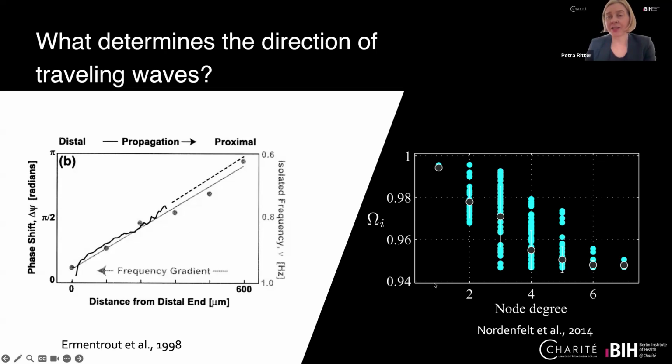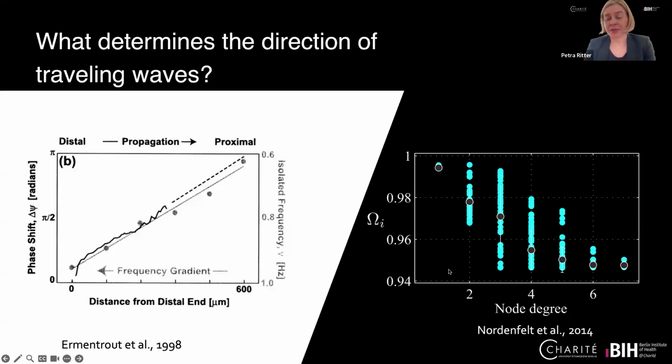So by changing the node degree, it is possible to systematically modify the intrinsic frequency in a network of coupled oscillators. Taking this together, there's a mechanism, namely the node degree in a network, that can systematically create a gradient of frequencies, and a gradient of frequencies can lead to phase shifts, and with this to traveling waves.